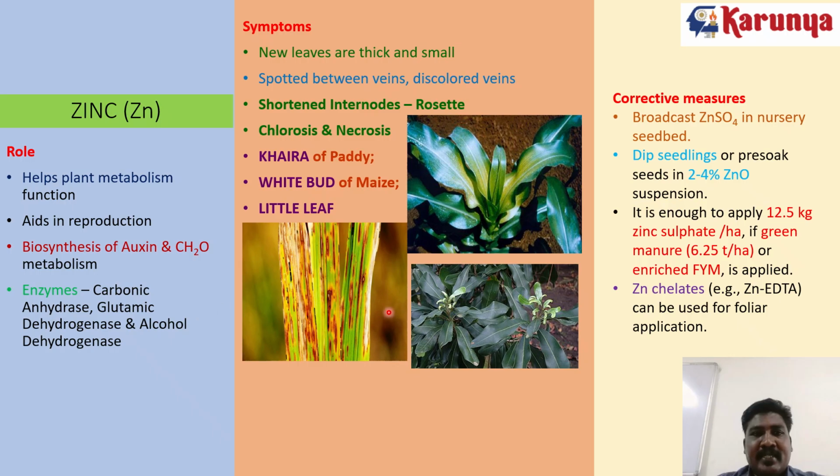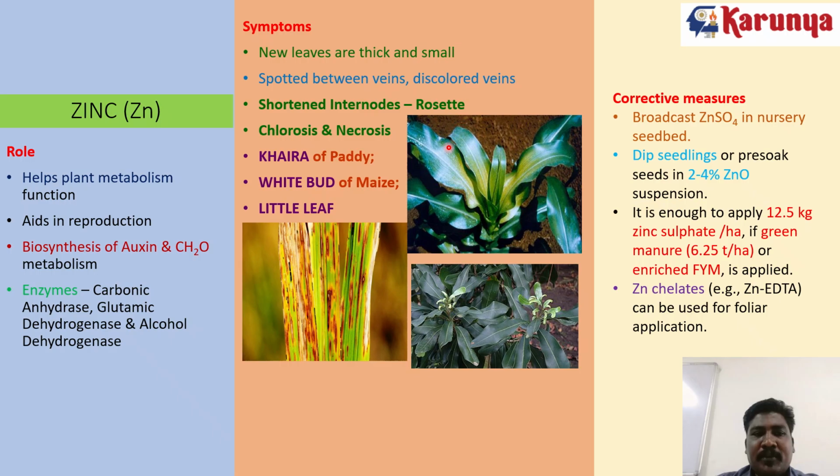And the symptoms, you can see the new leaves are thick and small. This zinc is referred to as partially mobile and partially immobile, so it's showing deficiency symptoms both in the older leaves and younger leaves. The shortened internodes: here you can see the spacing between the nodes is very, very small. So it is also producing chlorosis and necrosis.